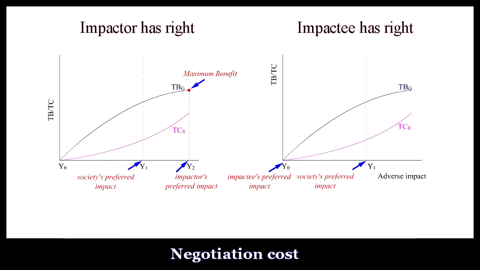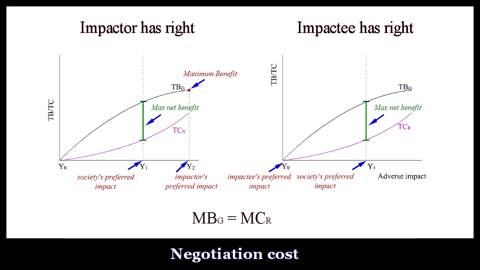But the efficient impact is at Y1, where MBG is equal to MCR, and net benefit is maximized, regardless of the assignment of property right.